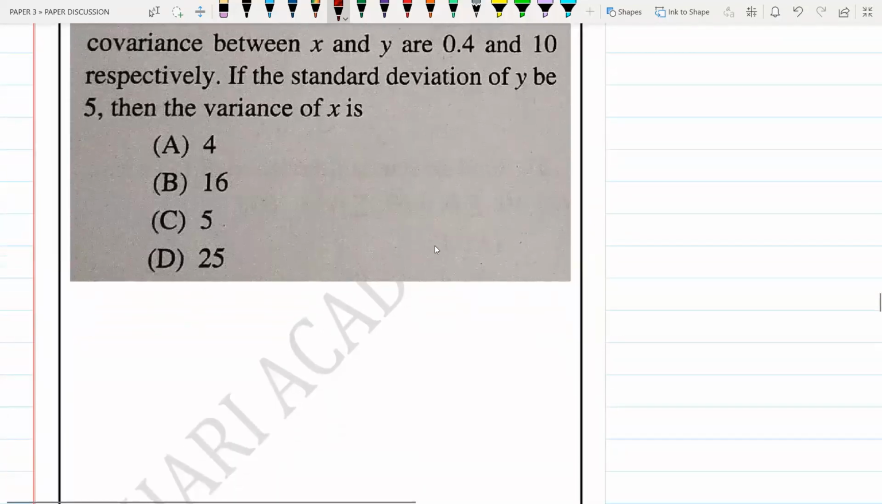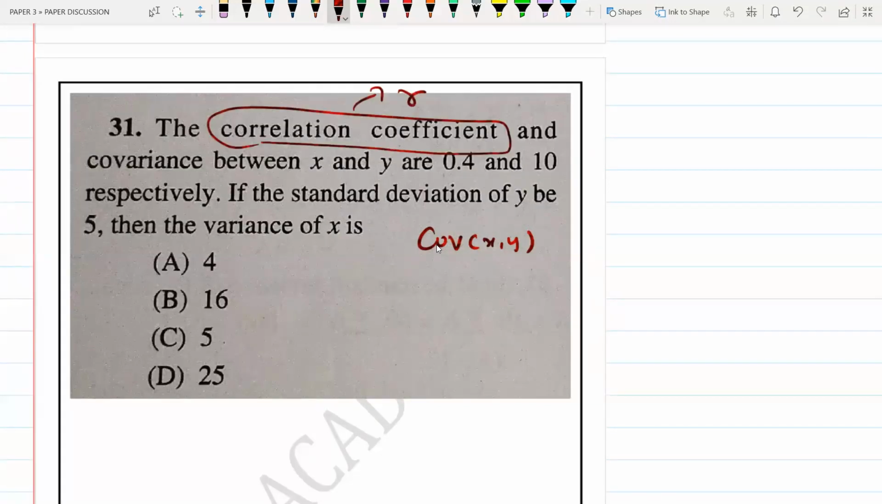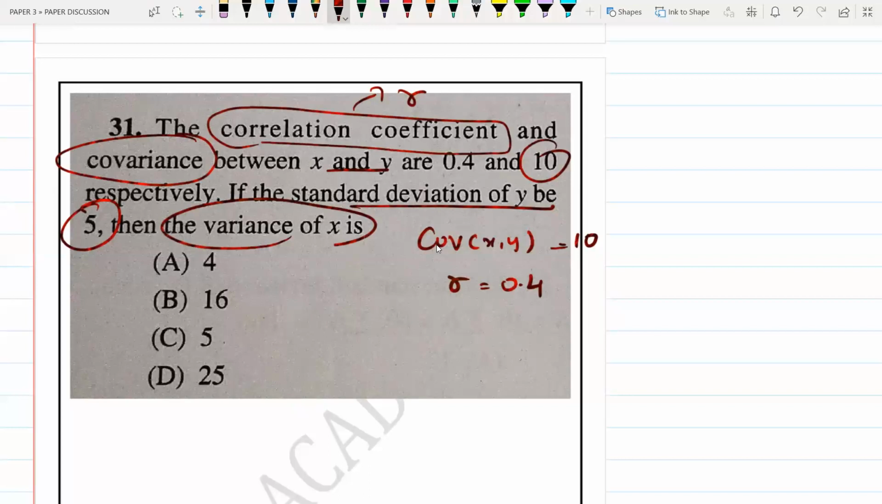Question number 31 is based on the correlation coefficient, where the covariance of x and y is given. The covariance between x and y is 10, and R is 0.4. The standard deviation of y is 5. What is the variance of x they are asking? Remember, standard deviation square is equal to variance.